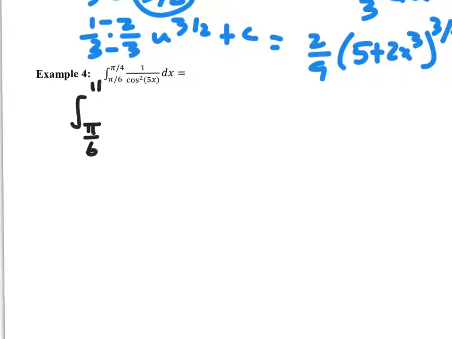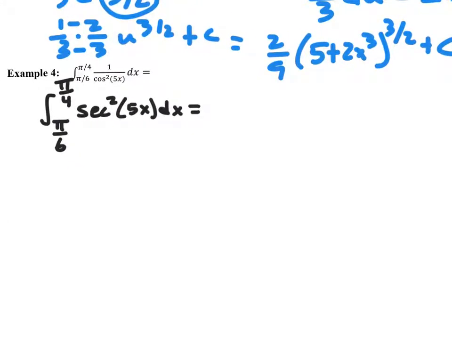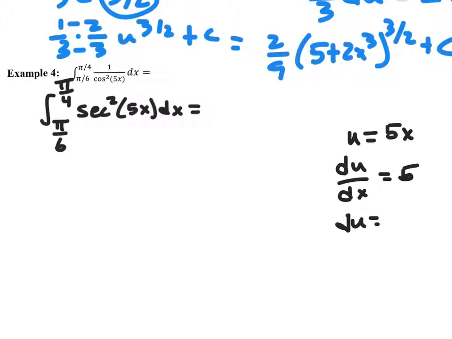This is actually a definite integral. So we're going to have to do a little bit of algebra at the end. But I'm going to write this as secant squared 5x. 1 over cosine is secant, so 1 over cosine squared is secant squared. Alright, so I'm going to set my u equal to 5x. So that means du dx equals 5. So that means du equals 5 dx.